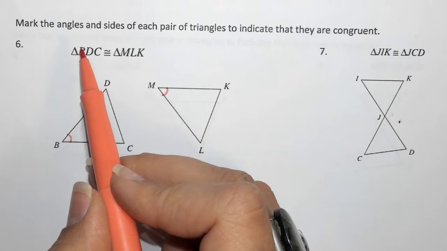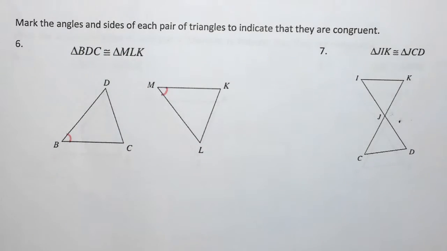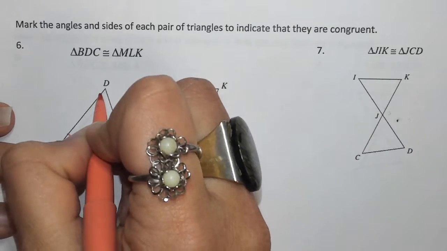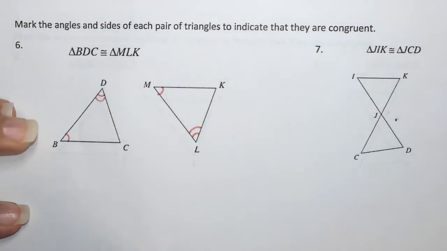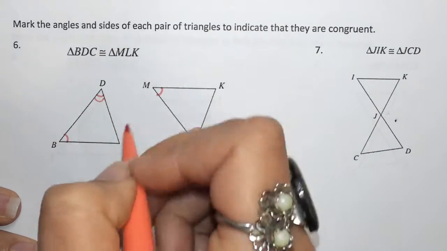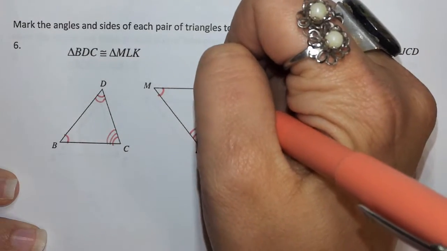Because the order says triangle BDC, and this says triangle MLK. Okay. Alright, what about angle D? How many rainbows are we going to put on it? 2. And what does it match up with? Angle L. Alright, what about C? How many rainbows? 3. And what matches with it? K.